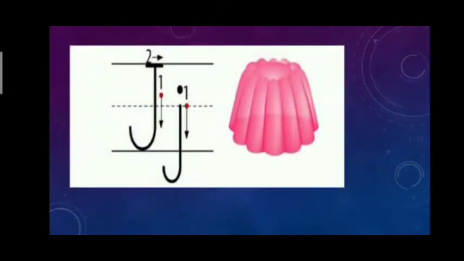Coming to the next letter, J. J for jelly. Starting with the capital J, look at the red dot and the arrow. A standing line, then a curve. Now look at the arrow number 2 of the capital J, a small sleeping line.